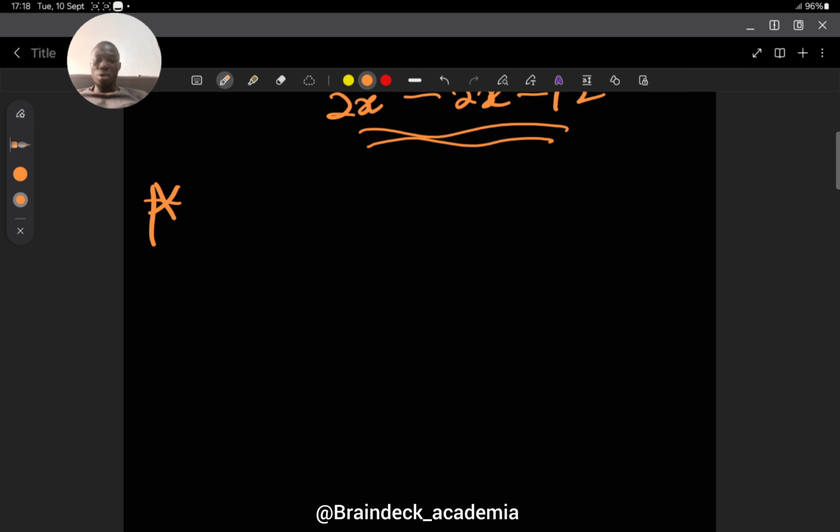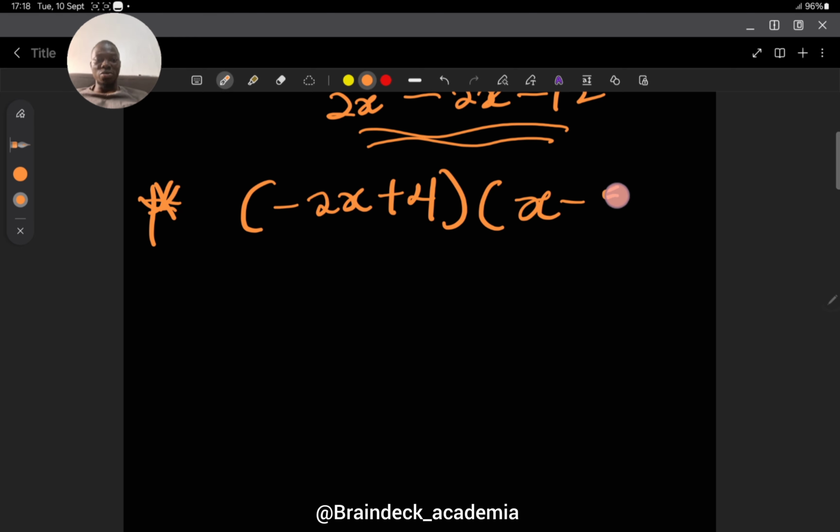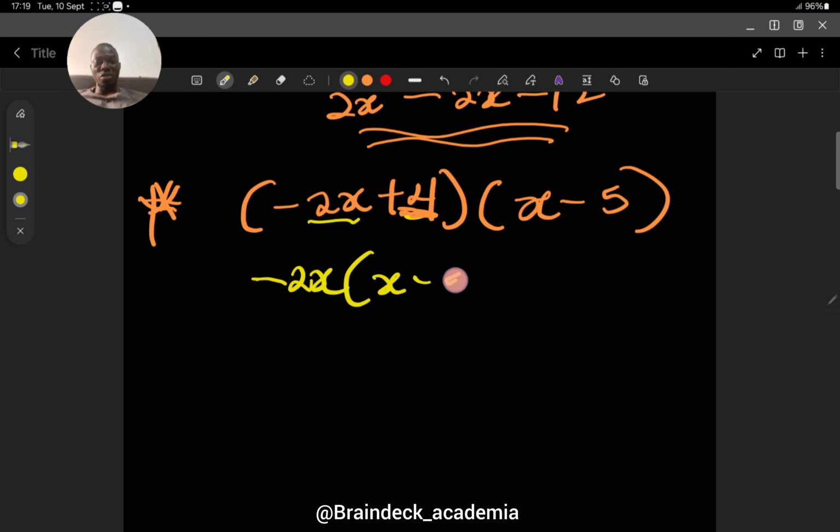All right. So next question. Let's say you have negative 2x plus 4 bracket x minus 5, and you want to expand this. Remember what I told you? Use the individual value in the first bracket to multiply all the second bracket. So now I'm using minus 2x to multiply my second bracket, minus 2x bracket x minus 5. Then the second value there is plus 4 bracket x minus 5.